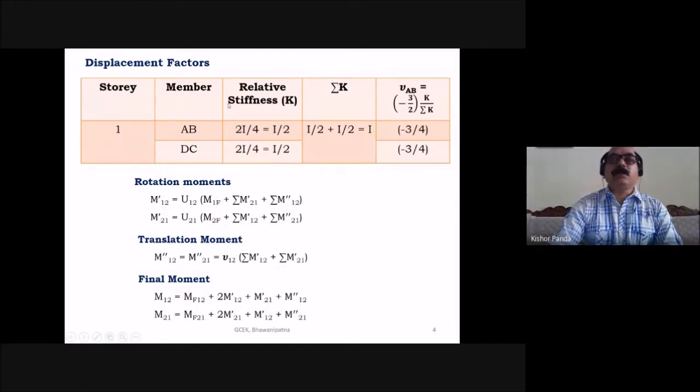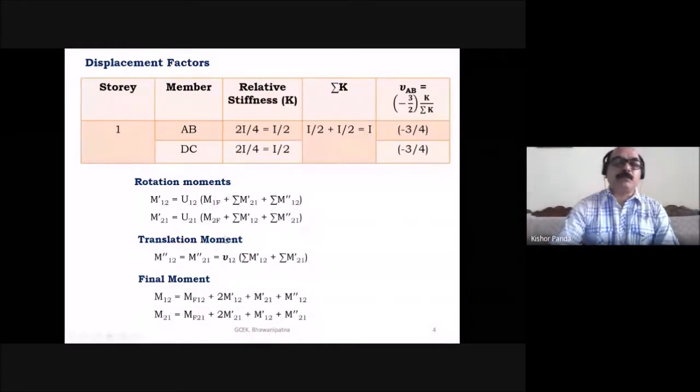This is a tabular form: story, member, relative stiffness of the vertical members, and the sum of the relative stiffness of all vertical members in the same story. This is your summation of K. So after getting this, you have to find out the rotation moments and translation moments. Then after getting the rotational moments and translation moments, you can find out the final moments.